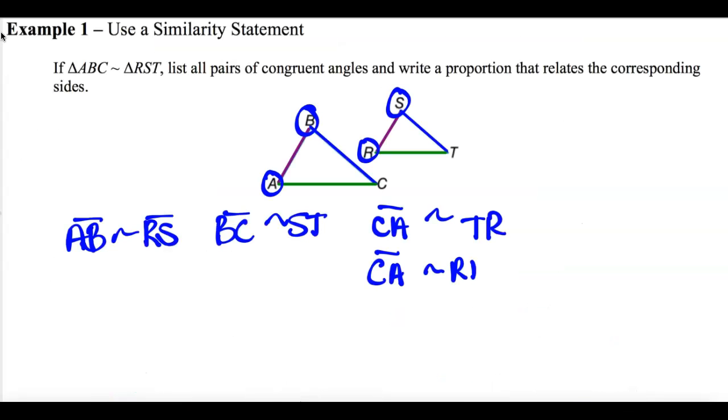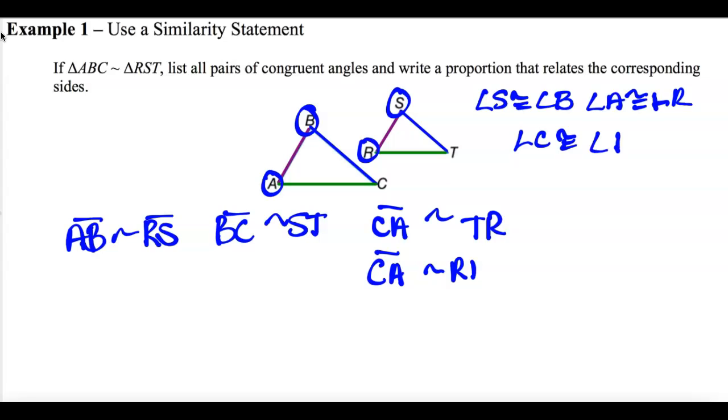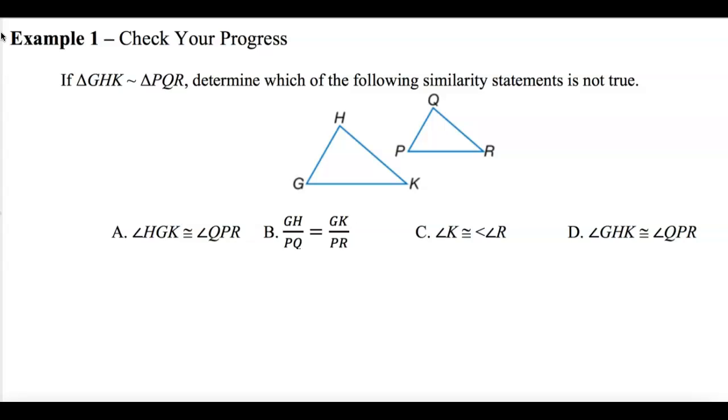And then we could talk about the pairs of congruent angles. So angle S is congruent to angle B, angle A is congruent to angle R, angle C is congruent to angle T. Once you do that, then you can make this congruence statement about the triangle. Take a minute, see if you can answer this one, and I will go over the answer with you.